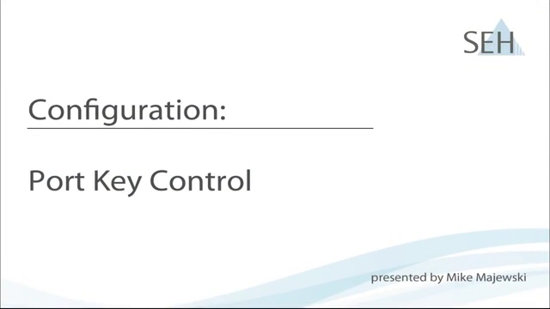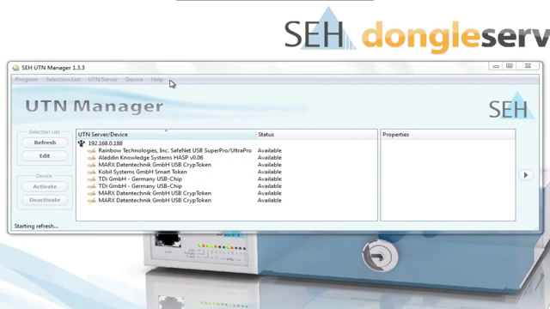Let's take a closer look at the configuration of port key control for the MyUTN-80 dongle server. I've already started the UTN manager and added the MyUTN-80 to my select list. You can see, without port key control, I can see and use all 8 dongles. In order to change this, we have to activate port key control.